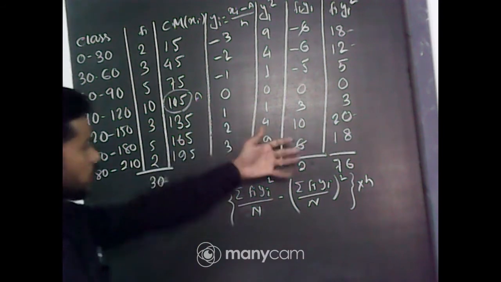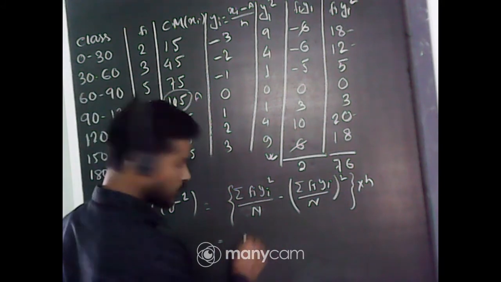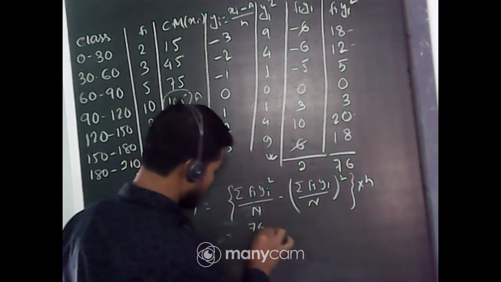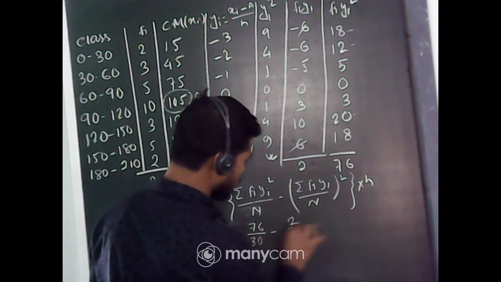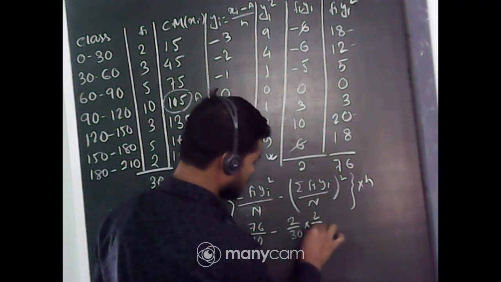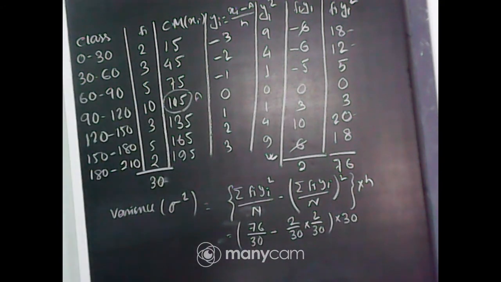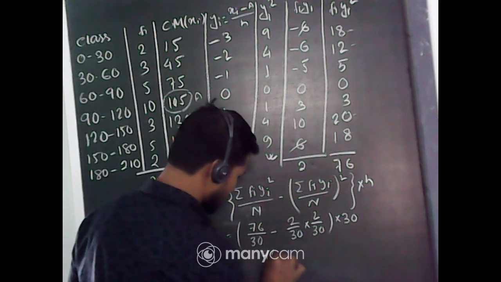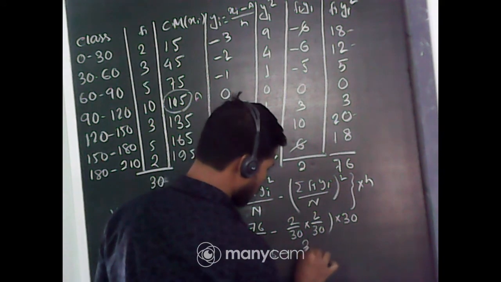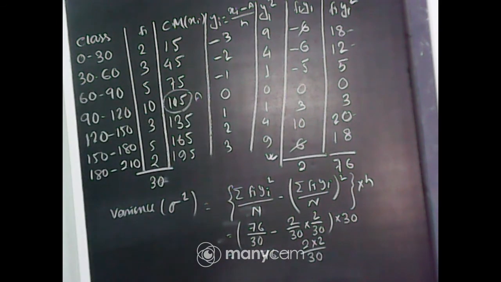Now all the values are known here. Summation of fi yi square is equal to 76, put it here. So that is 76 by 30, minus 2 by 30 into 2 by 30, into h, which is 30. Now multiply it and solve it. If I do the multiplication, it will be 76 minus 2 into 2 by 30. 2 into 2 by 30 means 4 by 30.